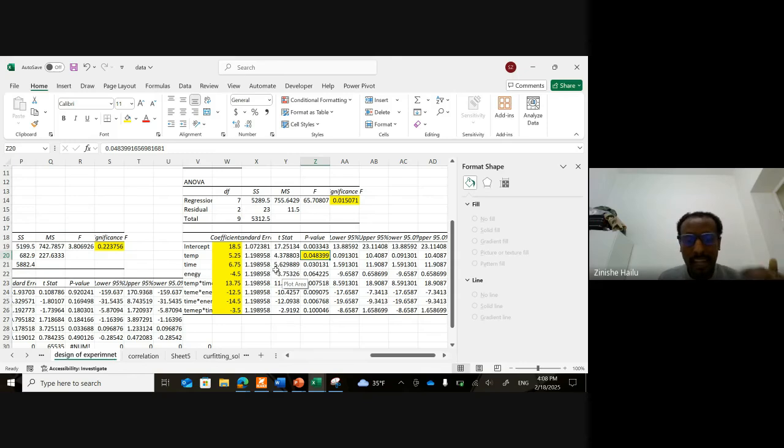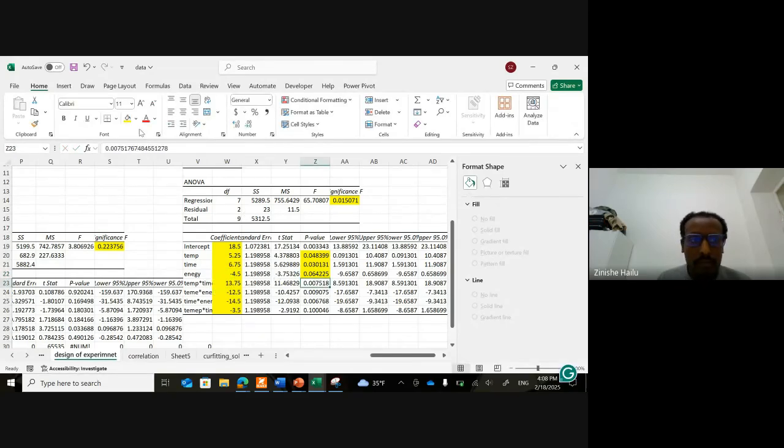If the temperature is high, the yield is increased. The time similarly has a positive effect, so with longer time you can generate a good yield of popcorn. However, the energy, even though it is less significant, reduces the yield somewhat. The yield can reduce at high energy. You can see the minus sign.